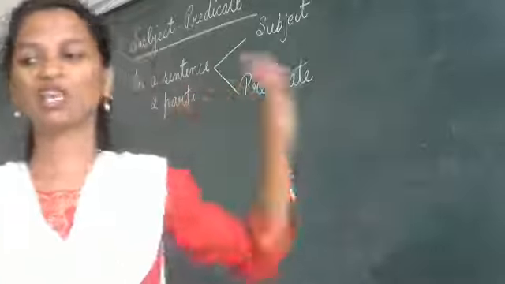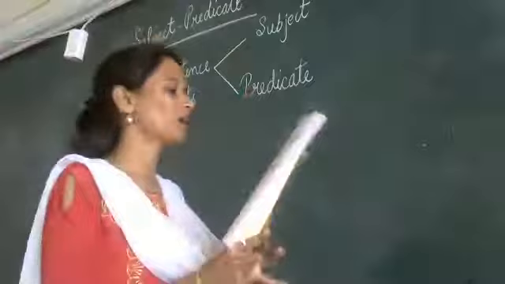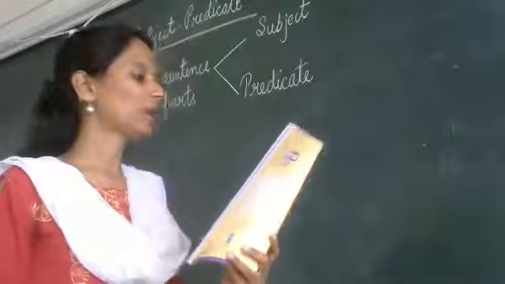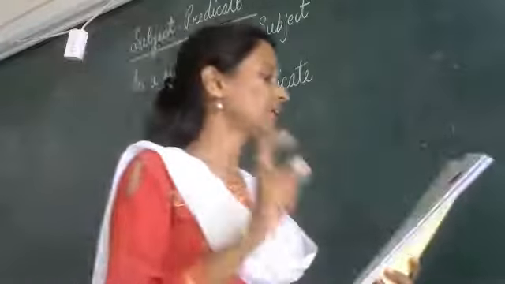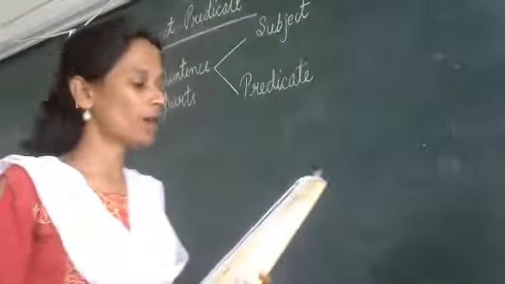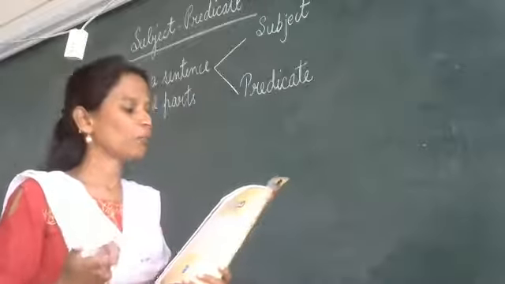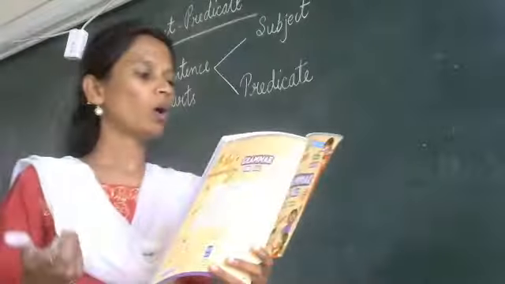Now, what is a subject? What is a predicate? See here, a sentence contains two parts, a subject and a predicate. The subject tells you who or what the sentence is about. The subject has a noun and it can be one word or a group of words.